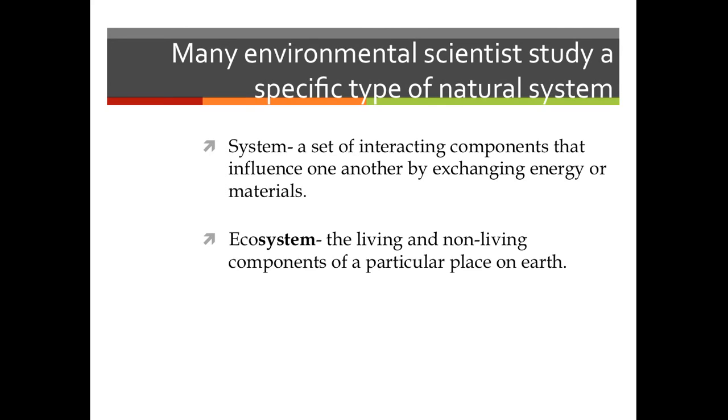Many environmental scientists are going to study a specific type of natural system, which is known as an ecosystem. An ecosystem is pretty much a particular location on Earth that has interacting components that include the living things, or biotic, and the non-living components, such as your abiotic components.